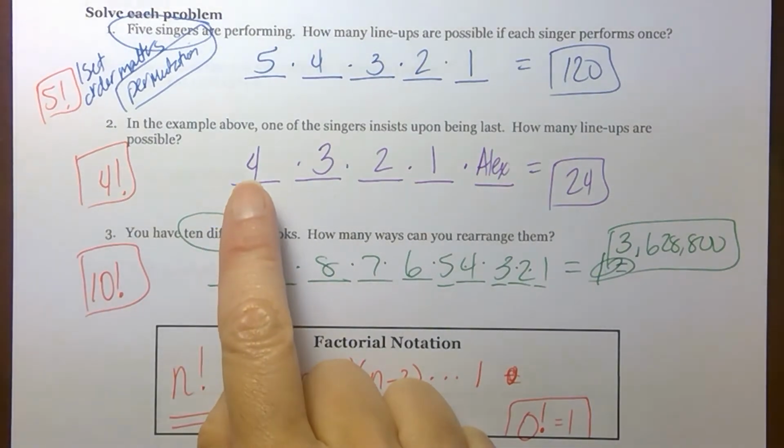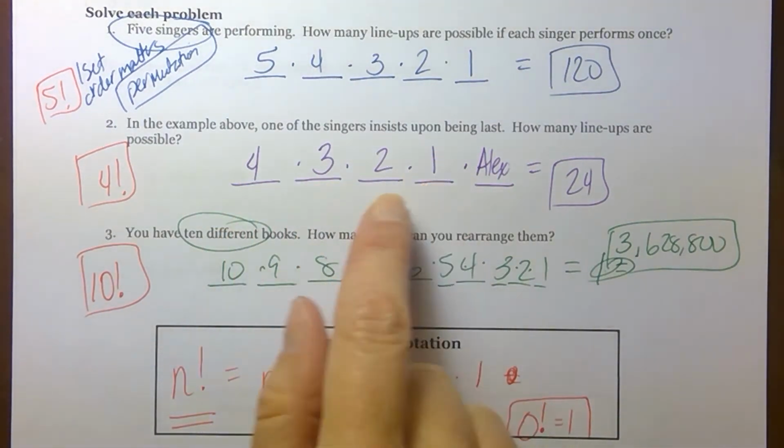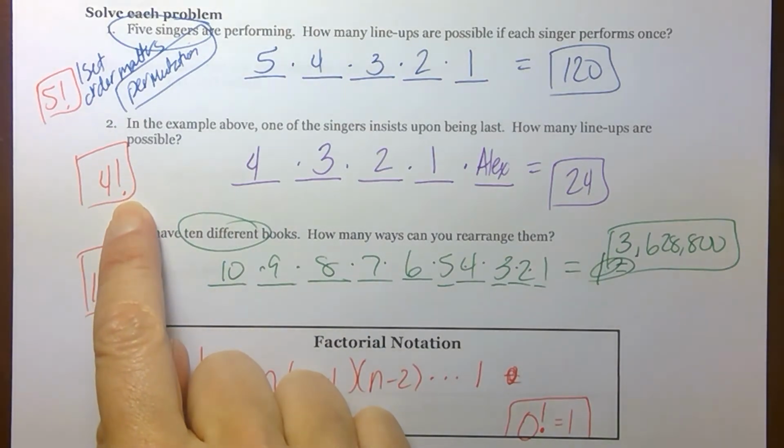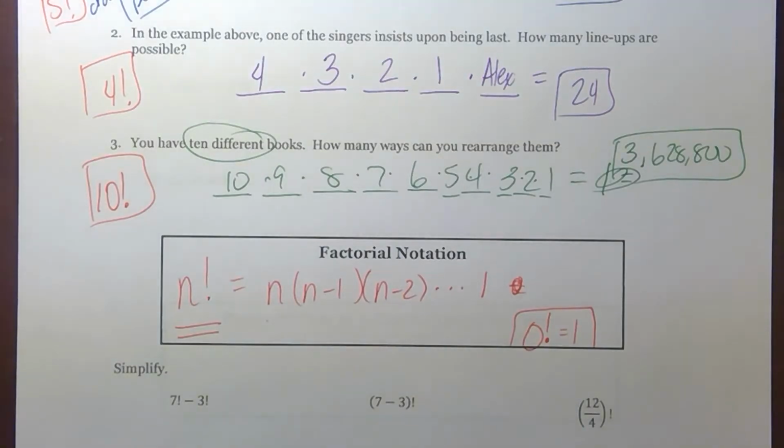Sometimes it's faster just to do 4 times 3 times 2, and then times 1 doesn't really change anything, than it is to pull up that notation for factorial. However, if you get up here to larger numbers, it's a lot faster to use your factorial button.